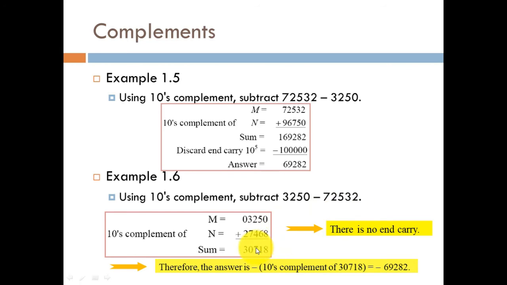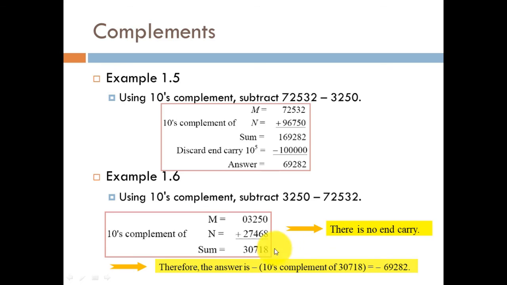Its tens complement turns out to be 27468, and when we sum this up: 8 plus 0 is 8, 6 plus 5 is 11, carry 1, 4 plus 3 is 7, 7 plus 3 is 0, carry 1, 2 plus 1 is 3. So we get 30718. In this case, when the value of M is less than N, no carry gets generated. This is what our third point is saying. Hopefully you will get the insight.